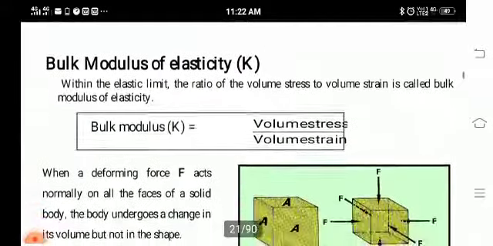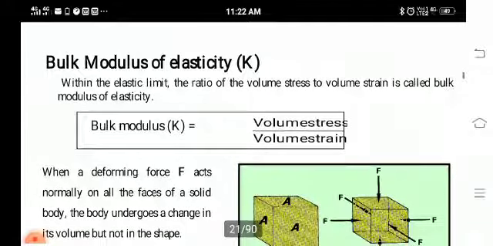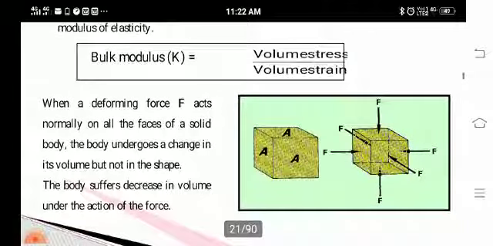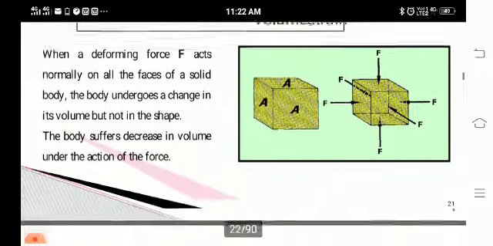Now we are moving into the three-dimensional modulus of elasticity, that is bulk modulus of elasticity. Here, within the elastic limit, the ratio of the volume stress to volume strain is called bulk modulus of elasticity, where bulk modulus is equal to volume stress divided by volume strain. Here, when a deforming force acts normally on all the faces of a solid body, not like Young's modulus or shearing modulus, the body undergoes a change in its volume but not in the shape. The body suffers a decrease in volume under the action of force.